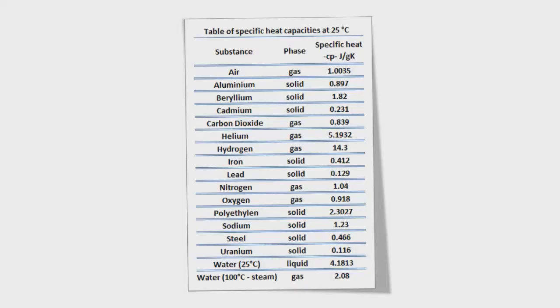Here is a table of the specific heat capacities of different substances. Examples here are air, aluminum, beryllium, cadmium, carbon dioxide, helium, and other substances. The substance with the highest heat capacity here is helium. It has a value of 5.1932 joules per kilogram Kelvin.